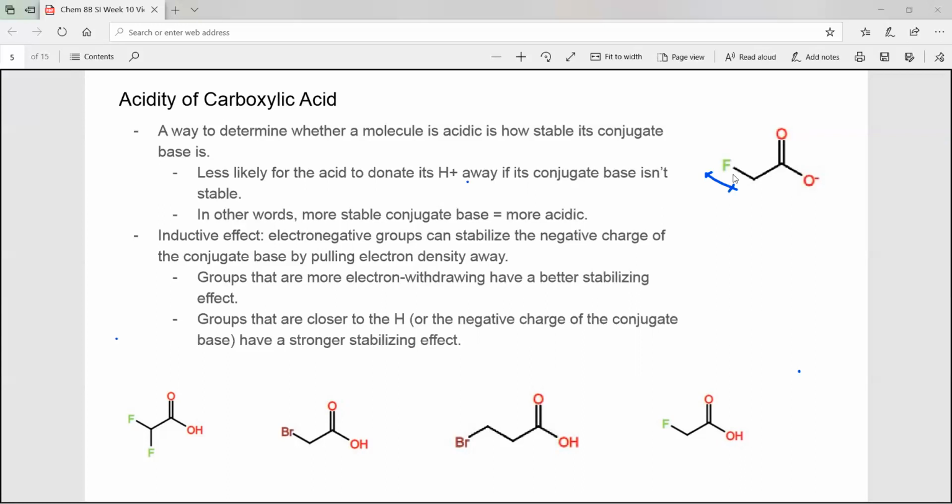This inductive effect is stronger if the group is more electron withdrawing or more electronegative. This effect is also stronger if the electronegative group is closer to the hydrogen. So let's try a practice problem. Rank these four molecules by acidity. I recommend pausing the video really quick and trying it out.